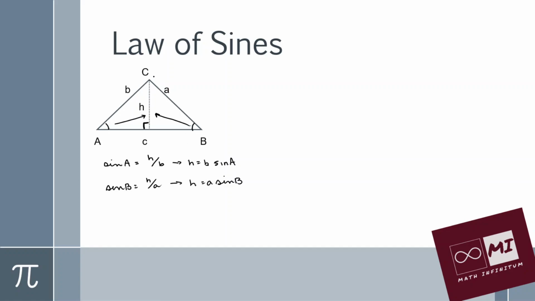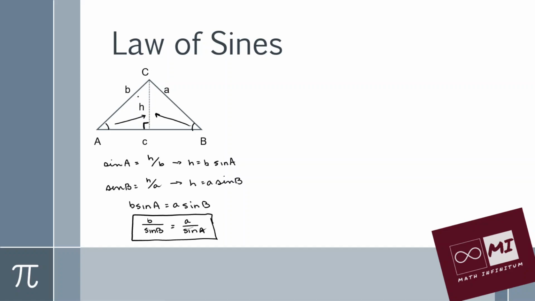Okay, now these H's are the same. They are the same distance, the same height, the same altitude of the triangle. That means these two things are equal to each other. Now, if I divide the sines to the other side, what I end up with is B over sine of B equals A over sine of A. And this right here is our law of sines. Inside any triangle, this is going to be true.